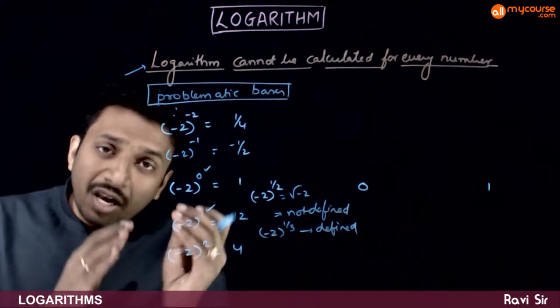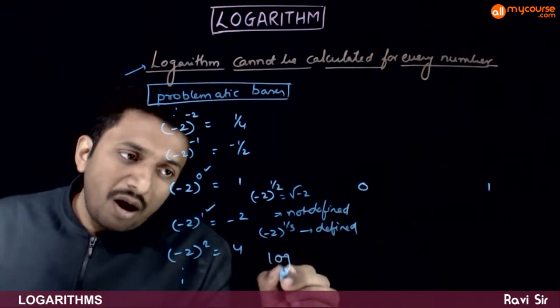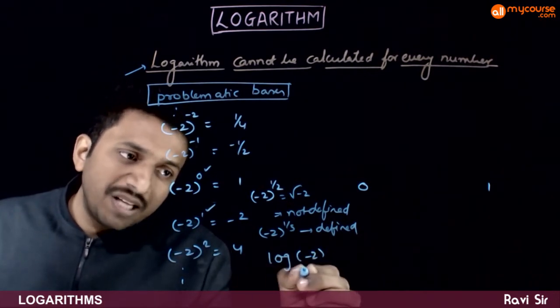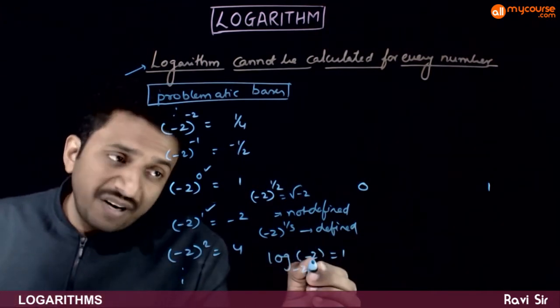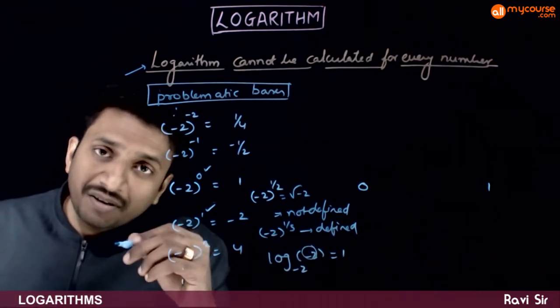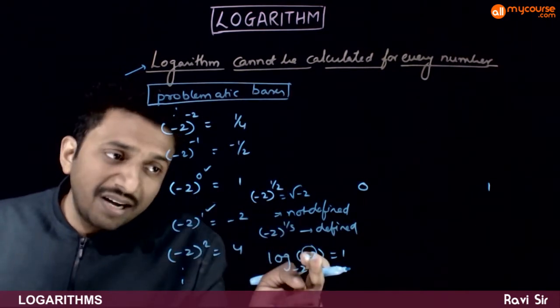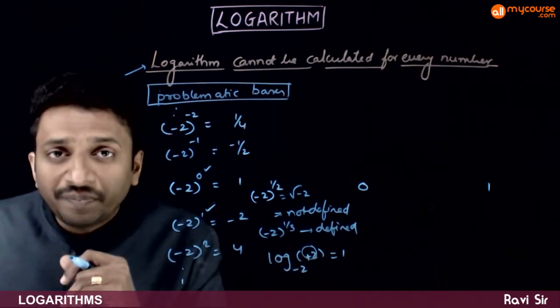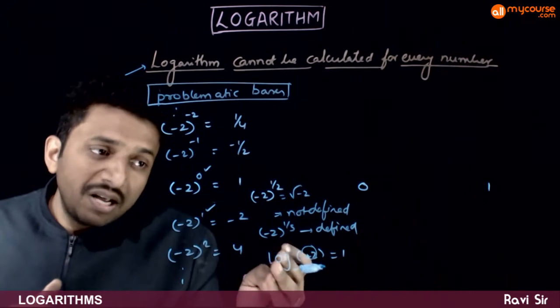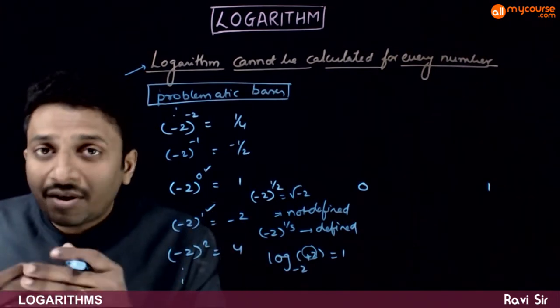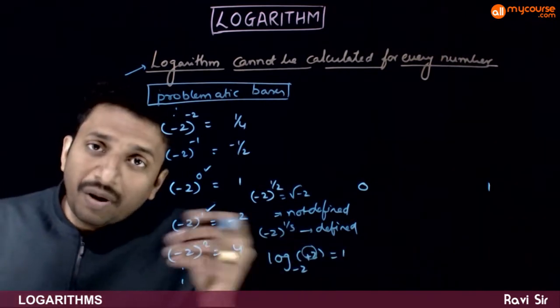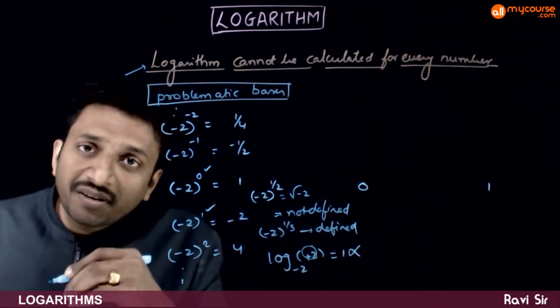So if I ask the logarithm of exactly minus 2 to the base minus 2, the answer can be thought of as 1. But if I write a different positive number here, if I write log of plus 2 to the base minus 2, we don't have an answer, because minus 2 cannot be raised to any power to give plus 2 as the answer. Cannot get plus 2 whatsoever the power is. That means this is not defined.